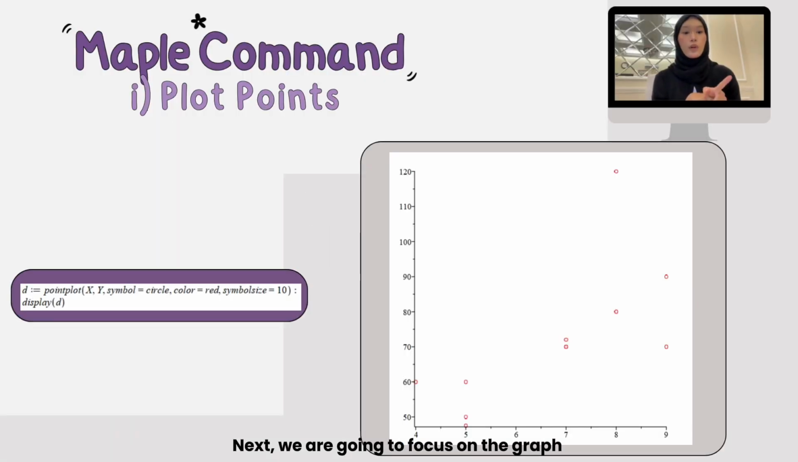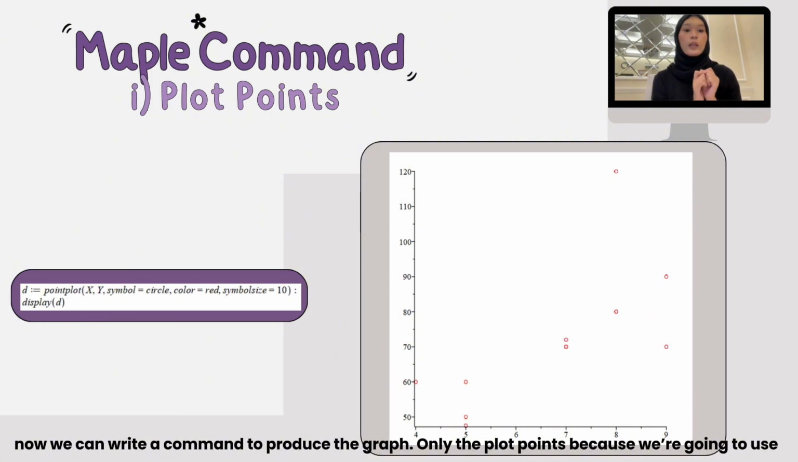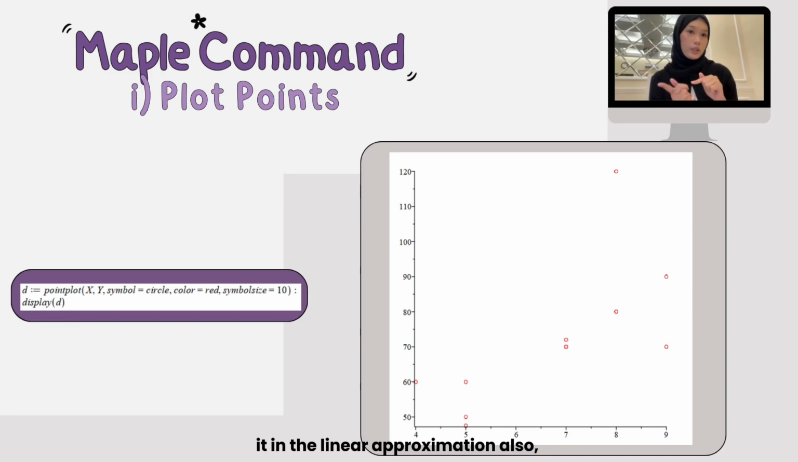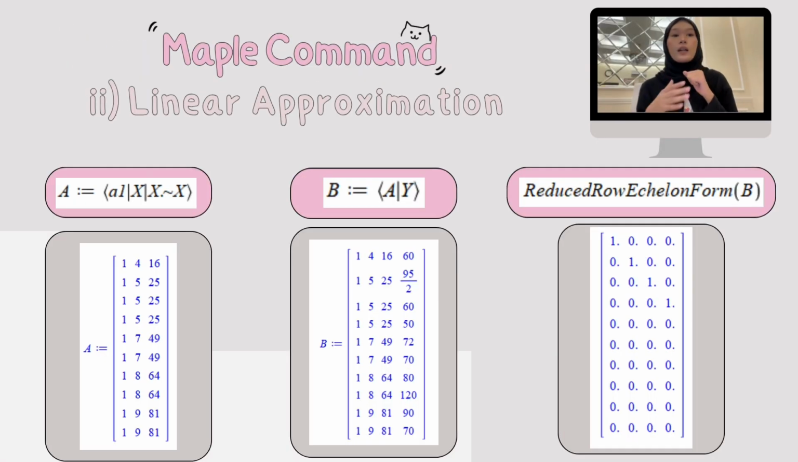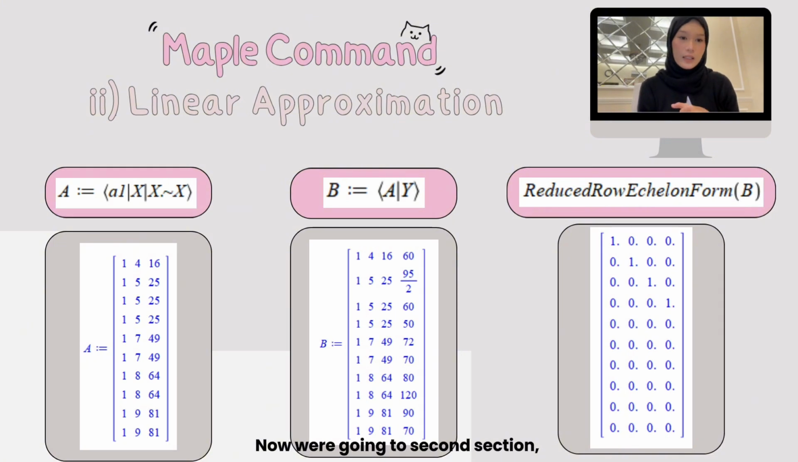Next, we're going to focus on the graph. Now we can write a command to produce the graph, only the plot points, because we're going to use it in the linear approximation also. So don't worry. Now we're going to the second section, which is linear approximation.